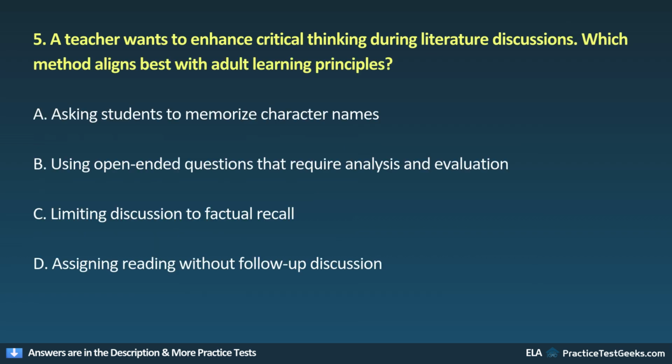5. A teacher wants to enhance critical thinking during literature discussions. Which method aligns best with adult learning principles? A. Asking students to memorize character names. B. Using open-ended questions that require analysis and evaluation. C. Limiting discussion to factual recall. D. Assigning reading without follow-up discussion.